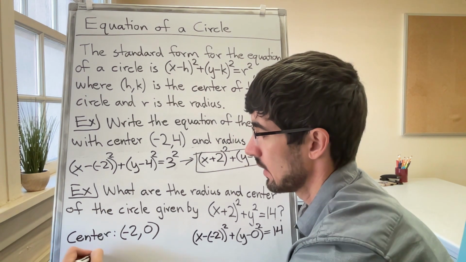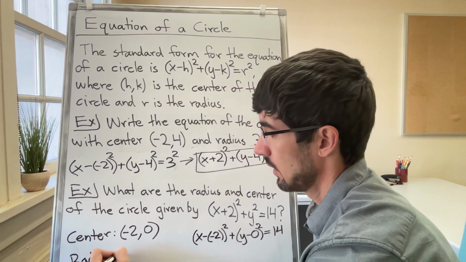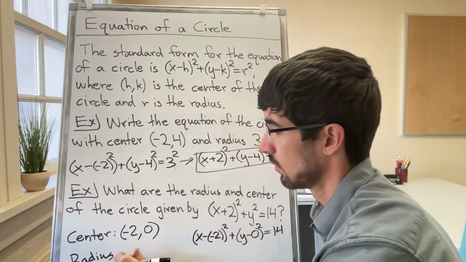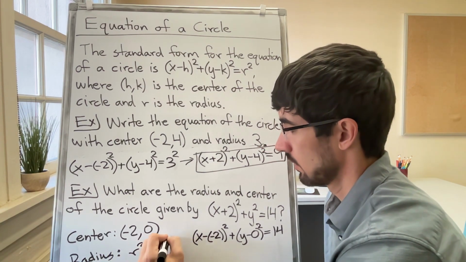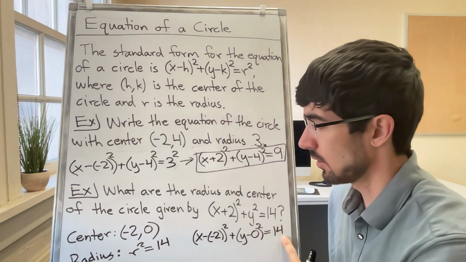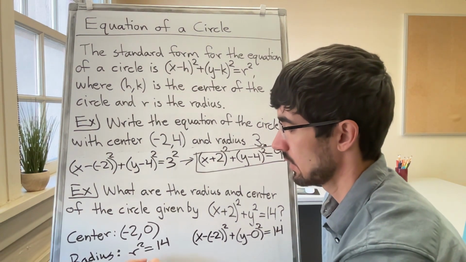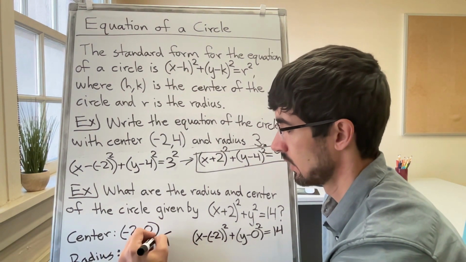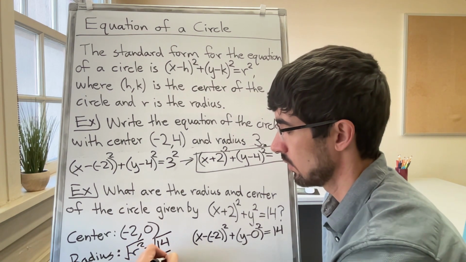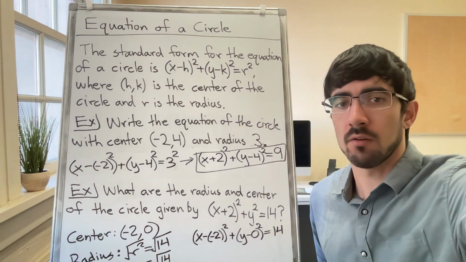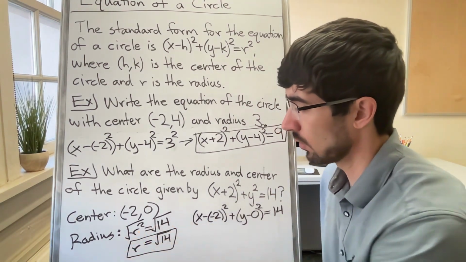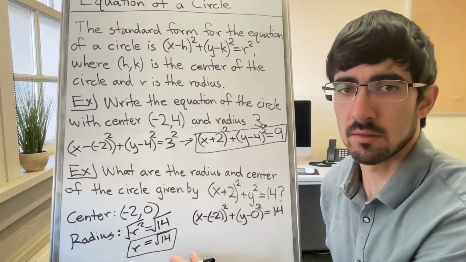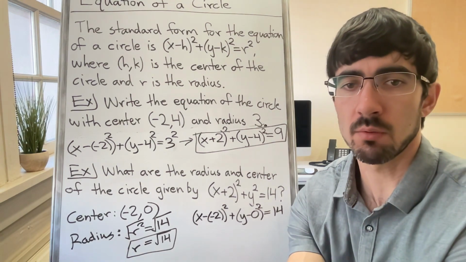Finally, we need the radius. Well, we know that r² = 14. That's this number here. So the radius should be the square root of this. I take a square root of both sides, and I get r = √14. I'm just going to leave this in its radical form. That represents some decimal number, the square root of 14.